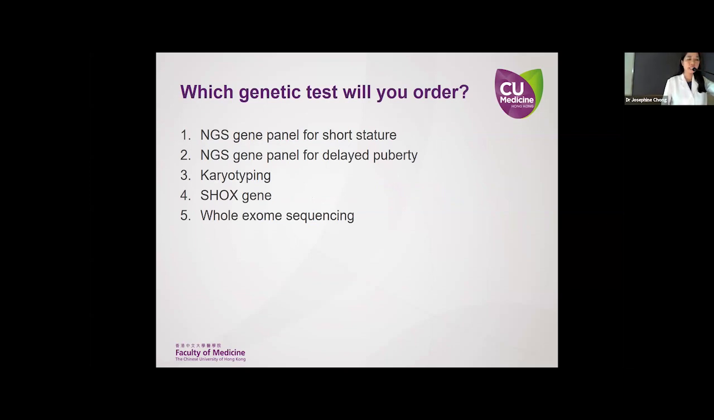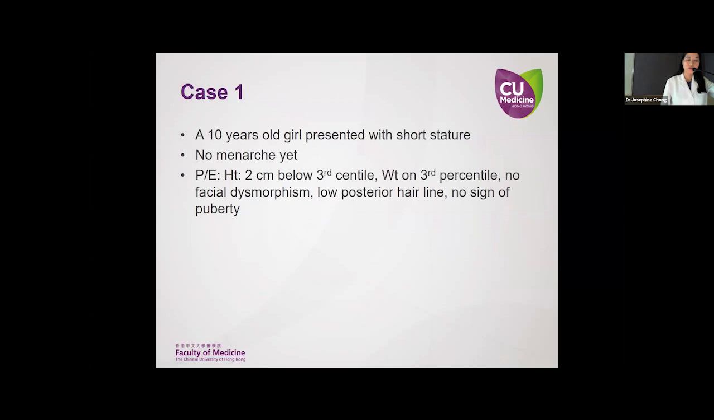Option 1 is NGS testing for short stature. Option 2 is a panel for delay. Option 3 is karyotyping for a suspected syndrome related to short stature, and 5 is whole exome sequencing. So the patient is a 10-year-old girl with short stature. I think, first of all, we need to get back to a detailed history taking to see if this patient had any other clinical history of developmental delay or other system involvement.